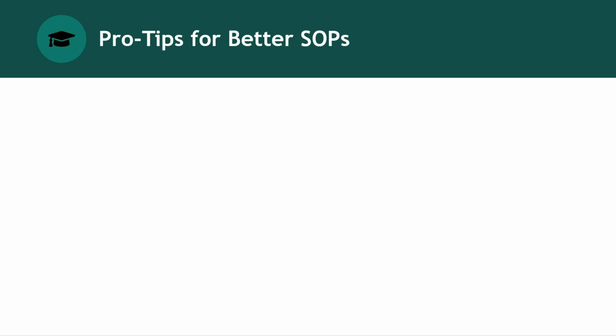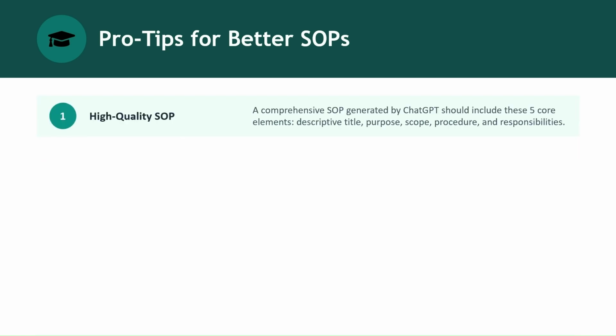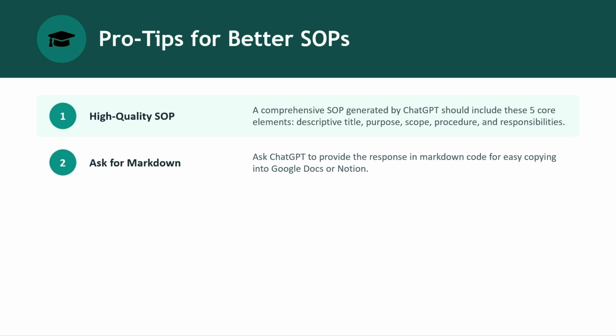Pro tips for better SOPs. High quality SOP: a comprehensive SOP generated by ChatGPT should include these five core elements: descriptive title, purpose, scope, procedure, and responsibilities. Ask for Markdown. Ask ChatGPT to provide a response in Markdown code for easy copying into Google Docs or Notion. Usually an SOP is shared on the internal intranet, let's say, or on the company website.